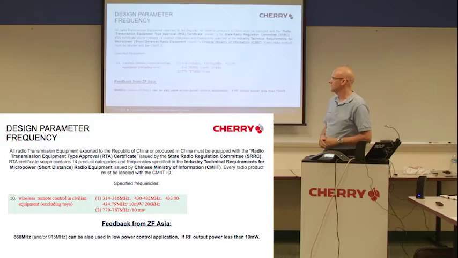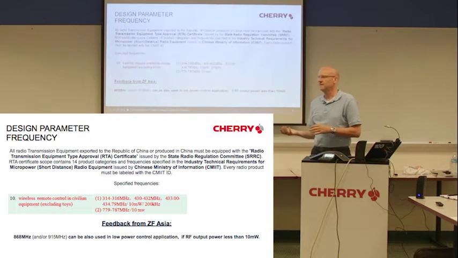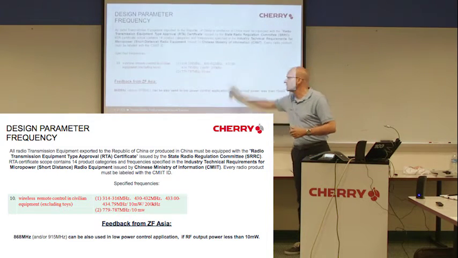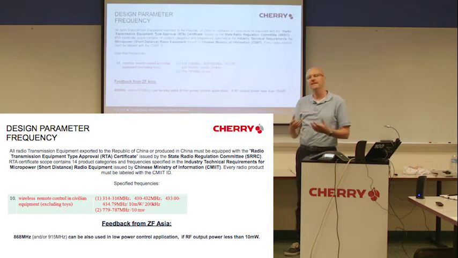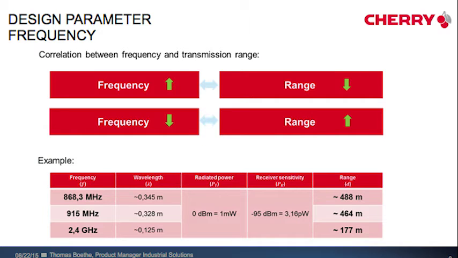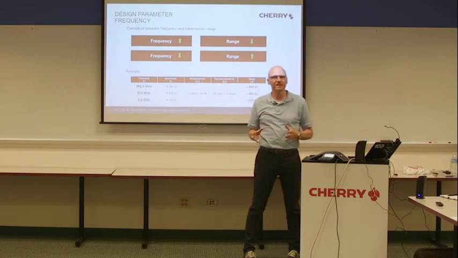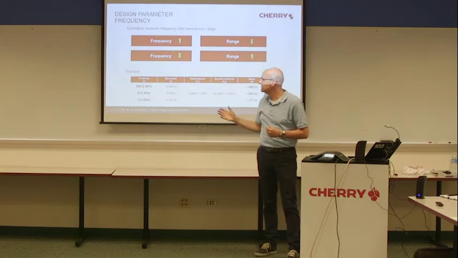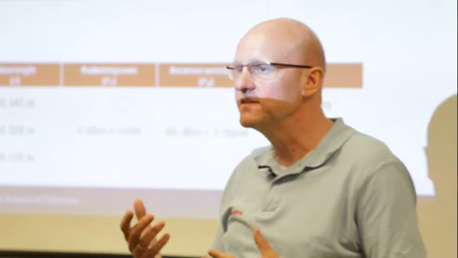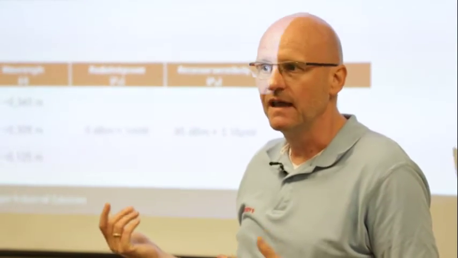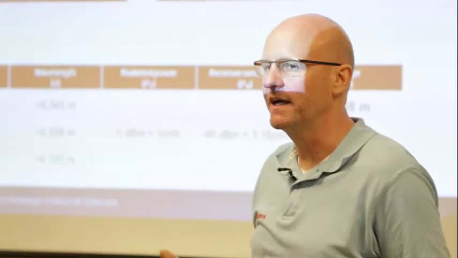So China is more confusing than the other countries, which have no such regulations. But it's possible, so it's very easy for us. We don't need to design another frequency, we can use our products and can get approval for the products also in China. The design parameter frequency: I said, you now know the 3 frequency bands we are using with our products. The 868 megahertz for Europe, the 950 for US and Canada, but this depends on regulations. And the 2.4 gigahertz worldwide.